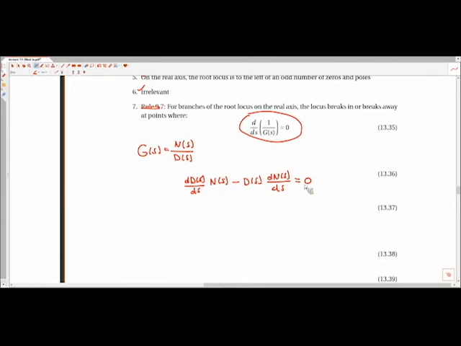Right. So for our particular example, we have that n of s is equal to s plus 1, d of s is equal to s plus 2, s plus 4 squared, which if we expand out this polynomial is this function.